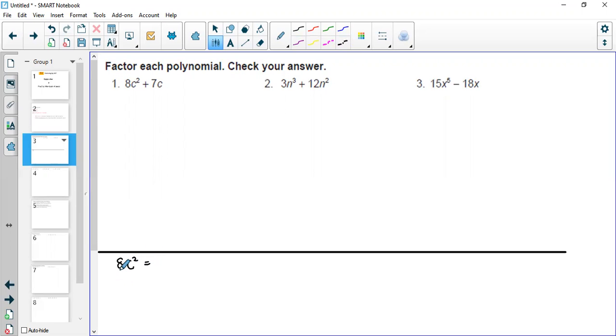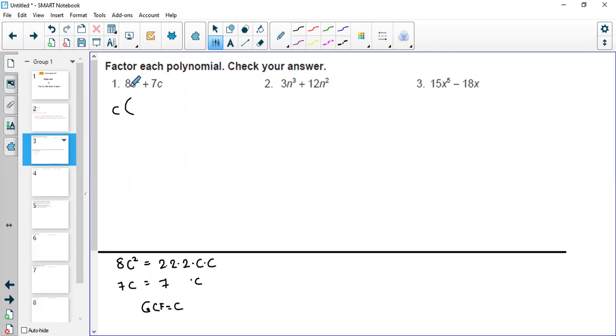So the GCF of 8c squared: the prime factorization for 8 is going to be 2 multiplied by 2 multiplied by 2 multiplied by c multiplied by c, because it's a c squared. Similarly, we have 7c, which means there is no prime factorization for 7, as 7 is a prime number, and then we have a c. So we have only one pair of c common here, so that means the GCF of this is going to be c. So we write c, and then we are going to factorize it.